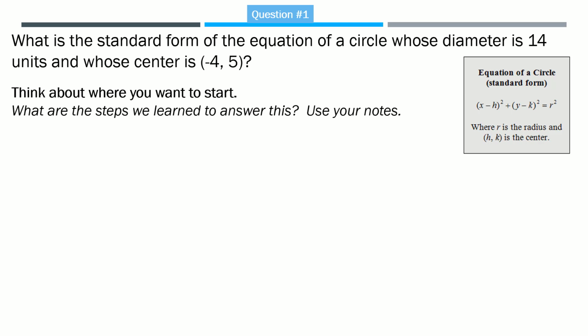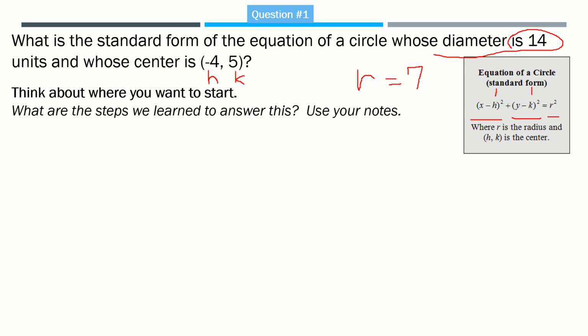So let's take something from our notes. We want to look at the equation of a circle in standard form. That equation is x minus h squared plus y minus k squared equals r squared, where h and k are the coordinates of the center of the circle. So h is -4 and k is 5. We have the diameter, we don't have the radius, but we can take half of the diameter to find the radius. So 14 divided by 2 is 7, so r is equal to 7.